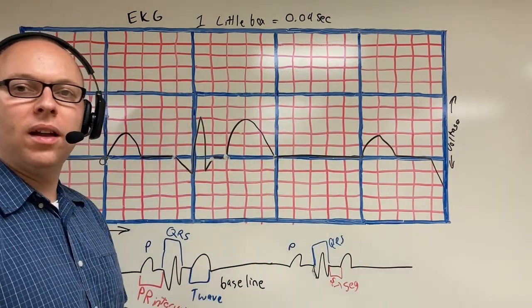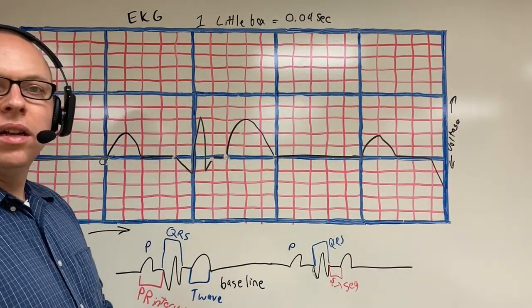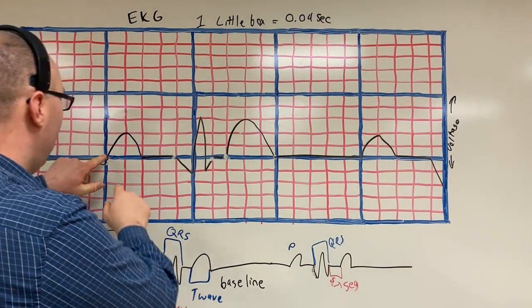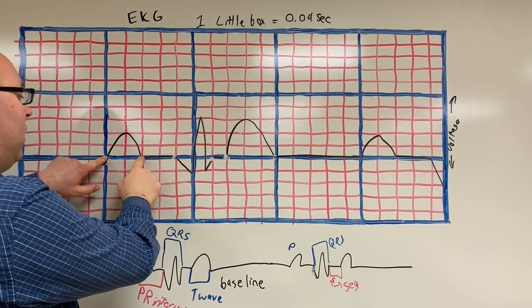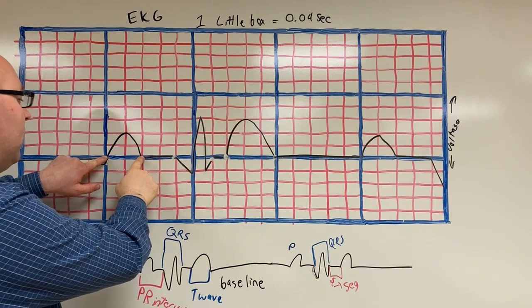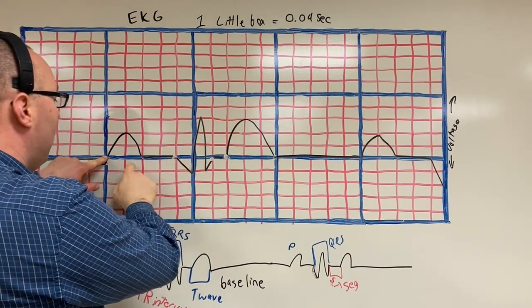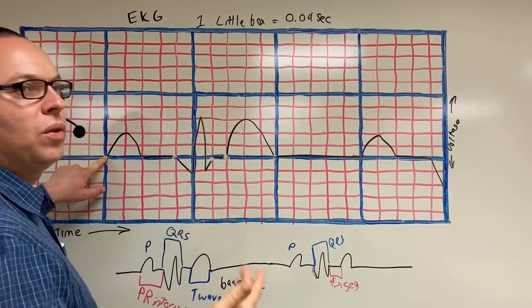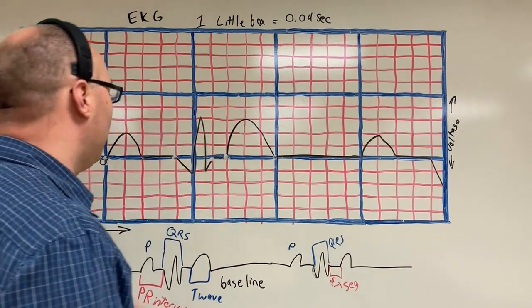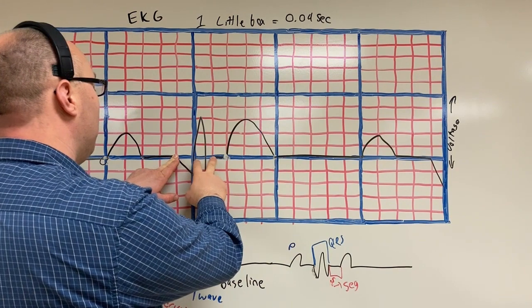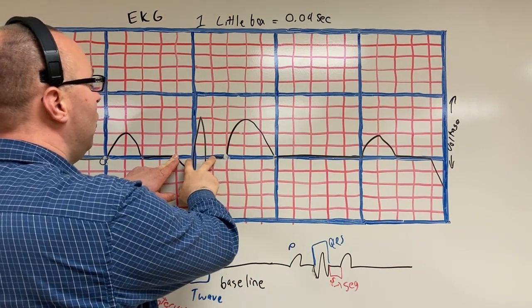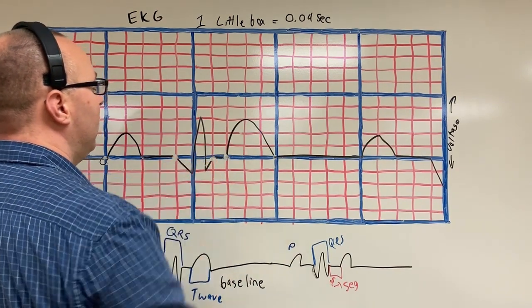So going back to that initial thing, how long did my P wave take me? 0.04, 0.08, right? Because it took me 2 little boxes. How long is my PR? From here to there, that's 4 little boxes. 4, 8, 12, 16, 0.16 seconds. My QRS, how long did that take me? Remember, count 2 little boxes, so 0.04, 0.08 seconds.